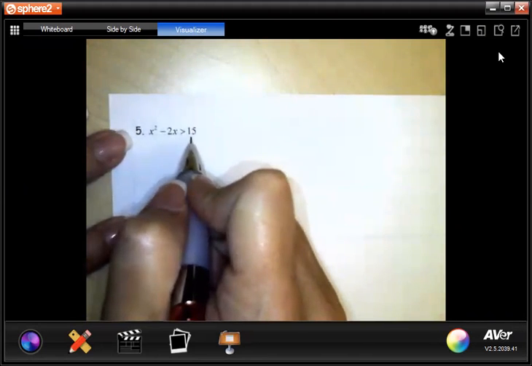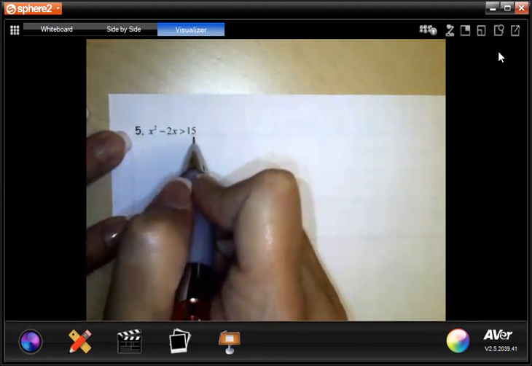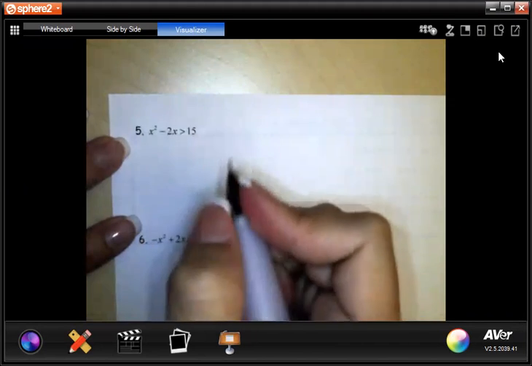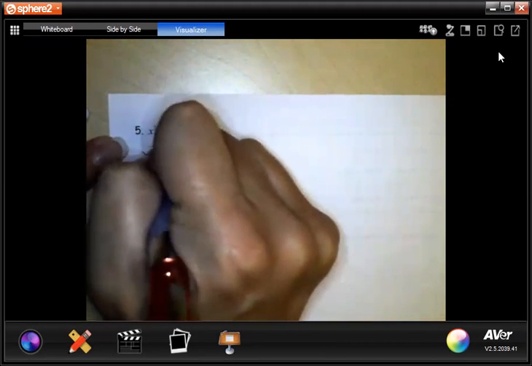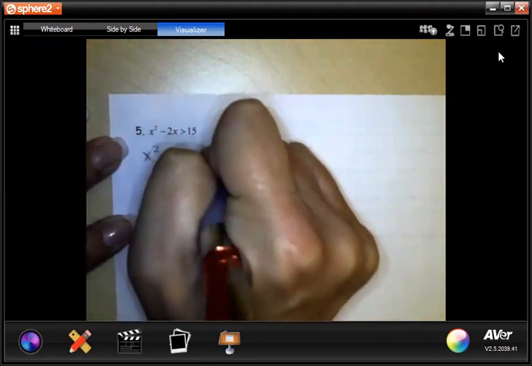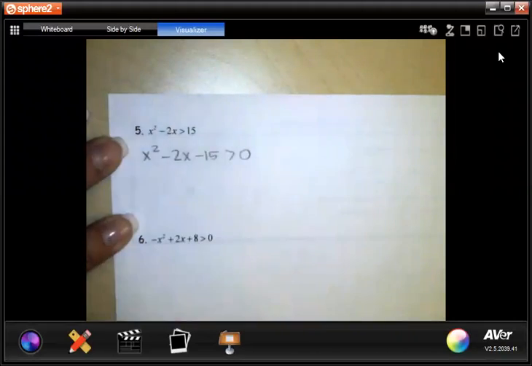Just like when we were solving quadratics, we want to get it equal to 0. That's what we want to do here. So we're going to want to subtract that 15 to get it to the other side. So that gives me x squared minus 2x minus 15 is greater than 0.